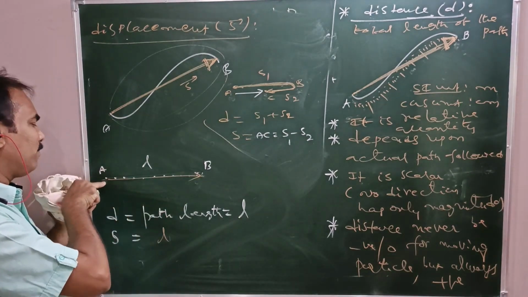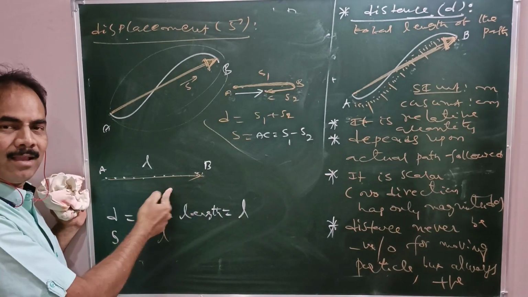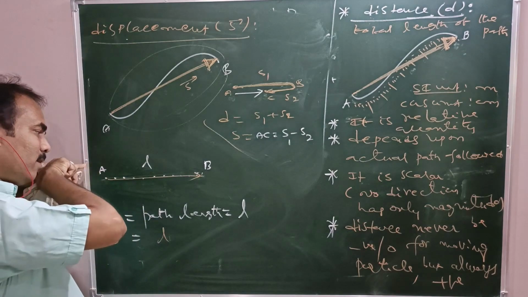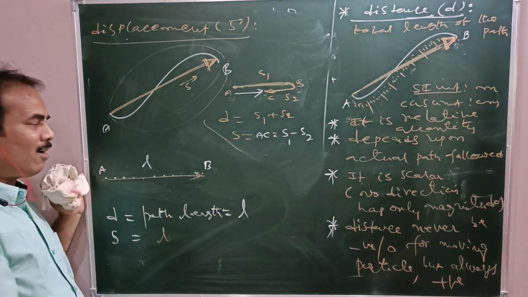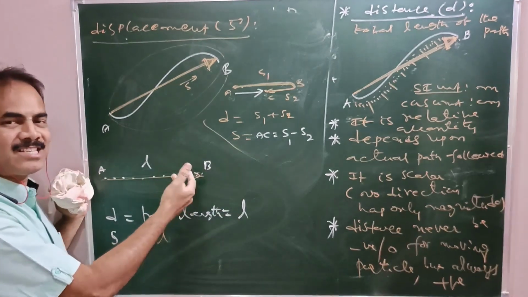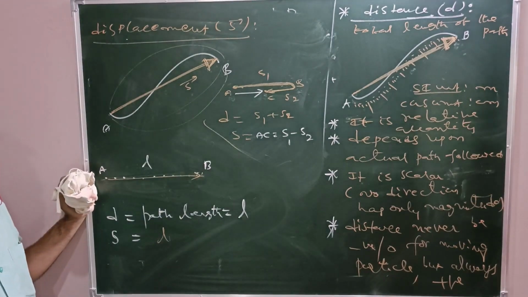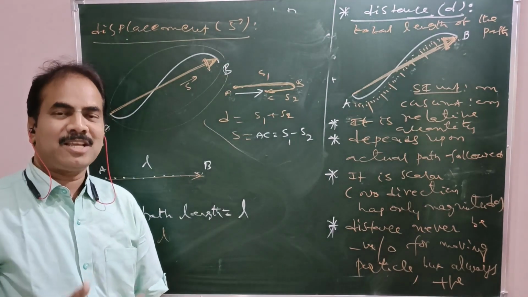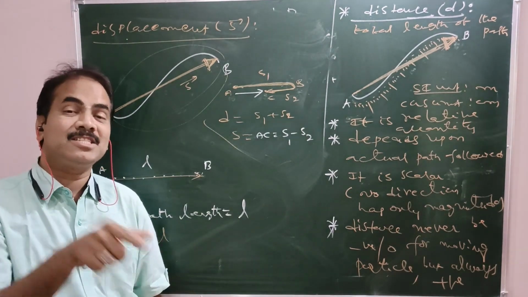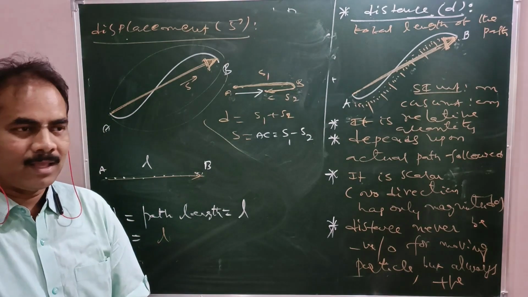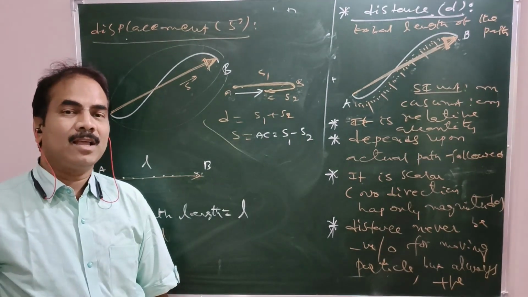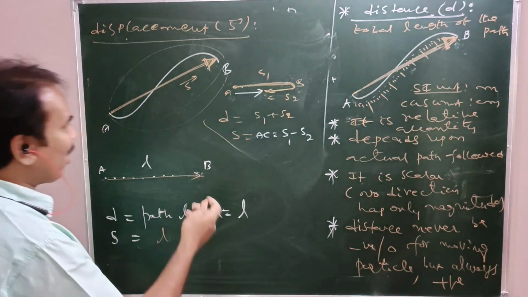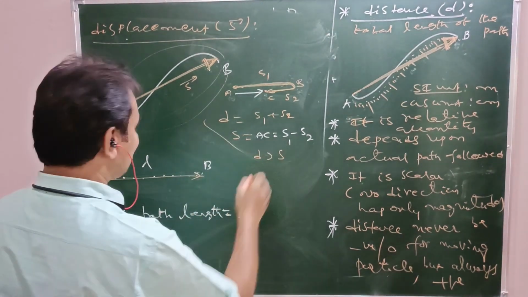Direction is not changed from A to B only, not returning back, not retracing. That is, direction from left to right only. Here it is not at all returning, not at all retracing its path. So in that case, a particle moves forward along a straight line, and distance becomes equal to displacement. In all other cases, distance is greater than displacement.